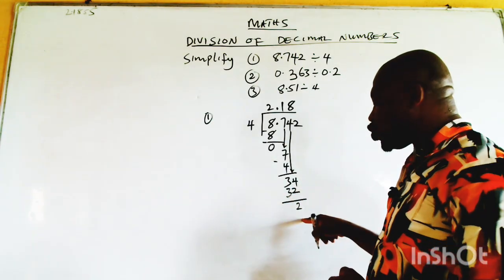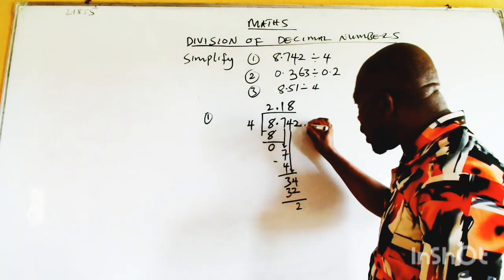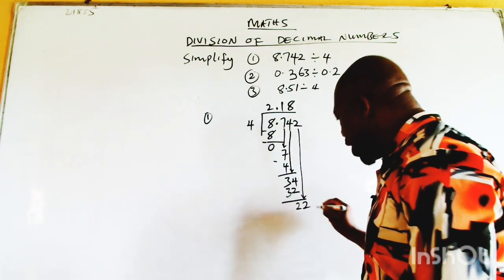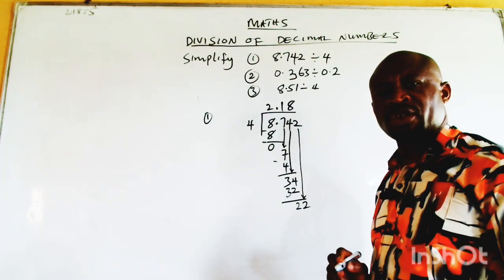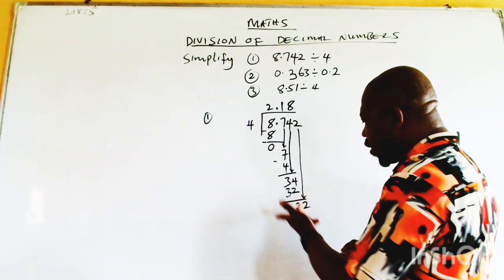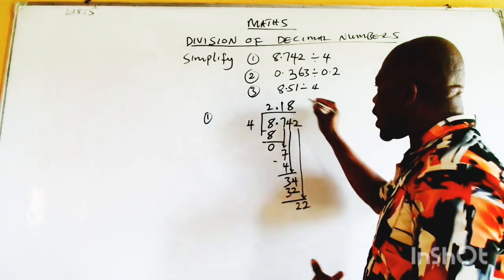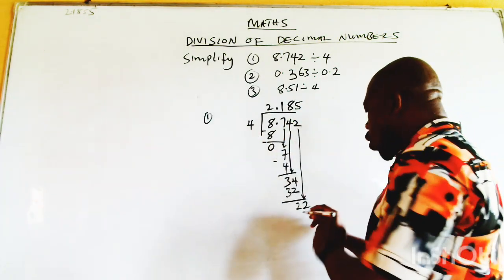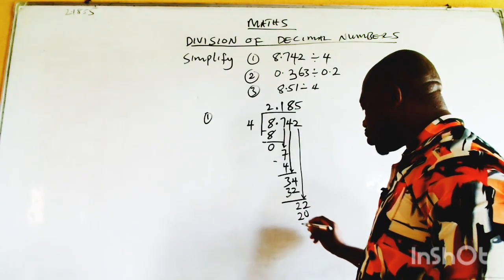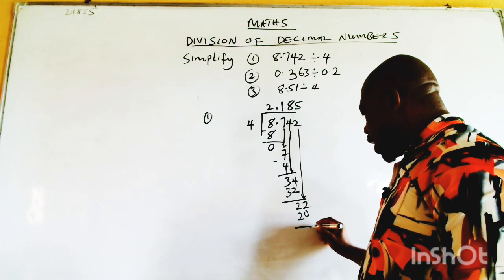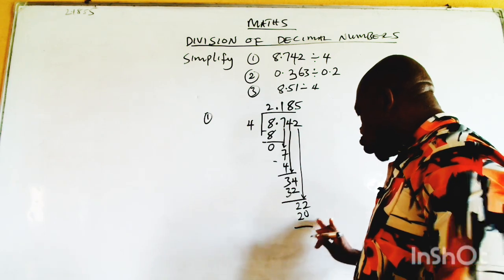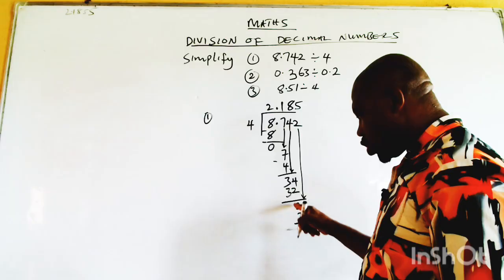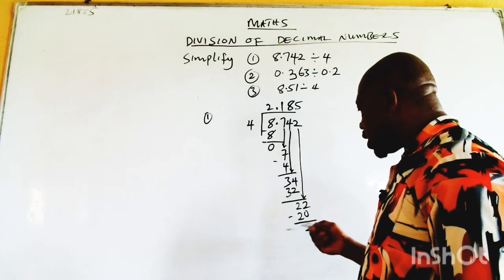Now 4 divide 2. Since it cannot go, this one here, bring it down. If you bring it down now, you have 22. You can carry the 2 at the same time. Now 4 divide 22, because you can get 5 there. 5 times 4 is 20. 2 minus 0 is 2, which we can have 2 here. Of course, this minus this is just 0.